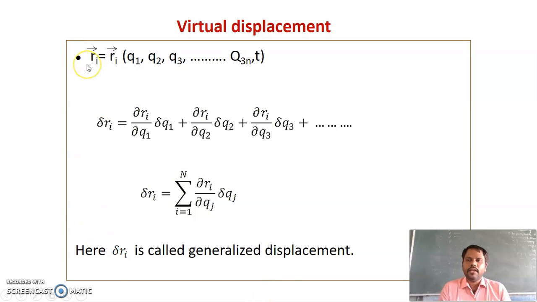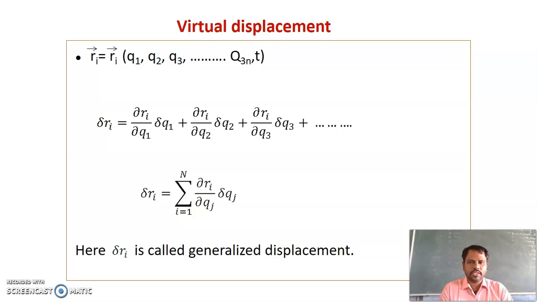We know that the position vector in terms of generalized coordinates is given by Ri is equal to Ri as a function of q1, q2, q3, and so on up to qn. Differentiating this expression partially, we arrive at dou Ri by dou q1 into delta q1 plus dou Ri by dou q2 into delta q2, and so on. So it can be represented in summation form as delta Ri is equal to summation of j is equal to 1 to n dou Ri by dou qj into delta qj. This represents a generalized displacement.